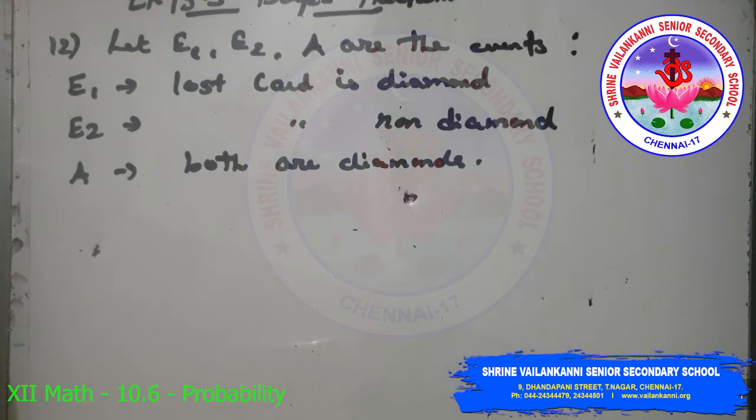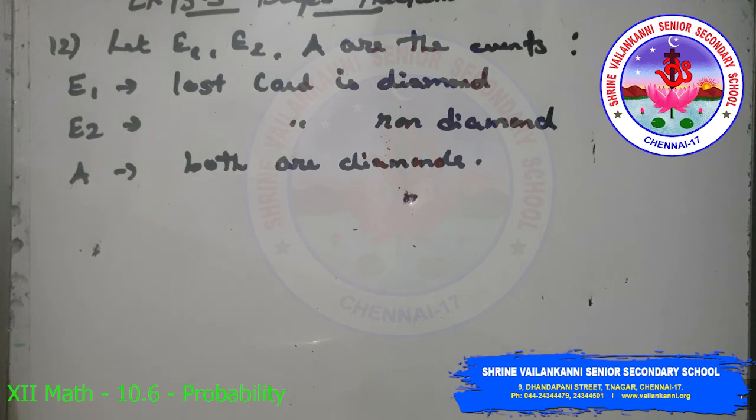12th one. A card from a pack of 52 cards is lost. Only one card is lost from a pack of 52 cards. From the remaining cards of the pack, 2 cards are drawn and are found to be both diamonds. Find the probability of the lost card being a diamond. So let E1, E2 and A be the events such that E1 is the event that the lost card is a diamond, E2 is the event that the lost card is non-diamond, and A is the event that both the cards are found to be diamonds.